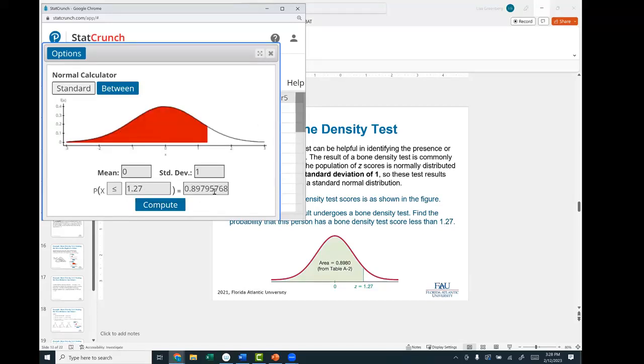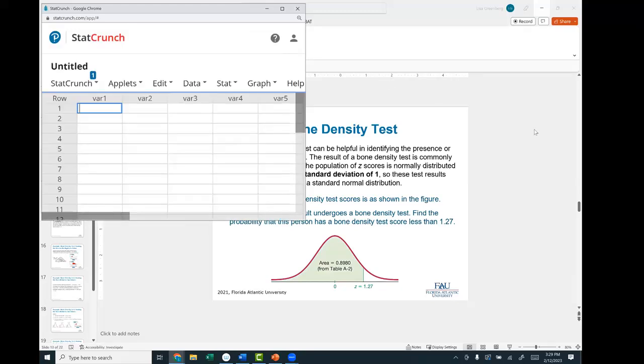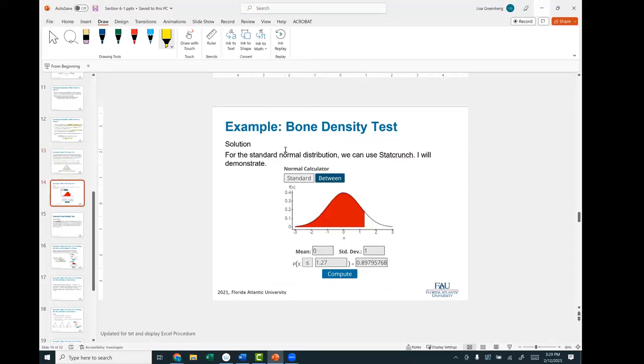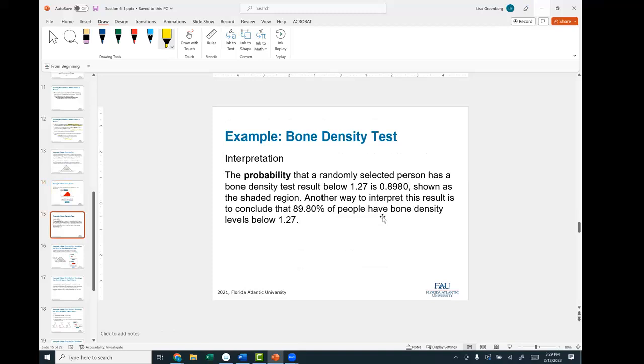And over here, I get my probability. And you can see if I round it to 4 decimal places, it's 0.89795, which would round up to 0.8980, which is exactly what this says here as far as the area under the curve, which they got from the table. We got it here from our StatCrunch, okay? Same exact thing.